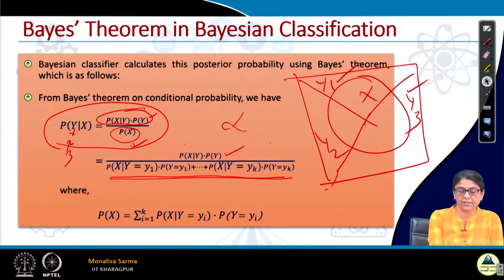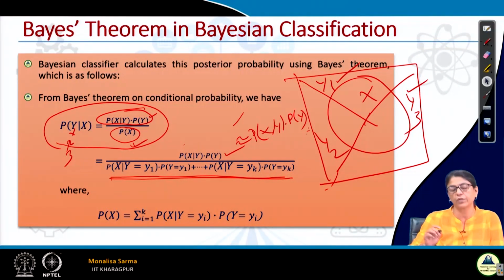Probability of y given x is just proportionate to this portion. I can write it as almost equal to probability of x given y into probability of y. So basically I have to calculate probability of x given y into probability of y if I need to find out probability of y given x, because probability of x will remain the same for whichever class I try to find out.